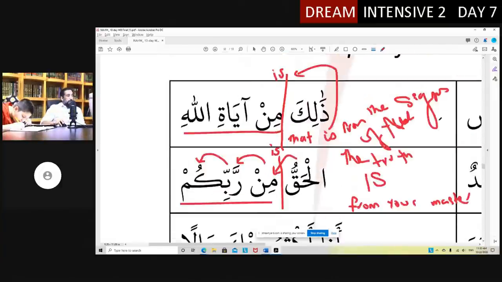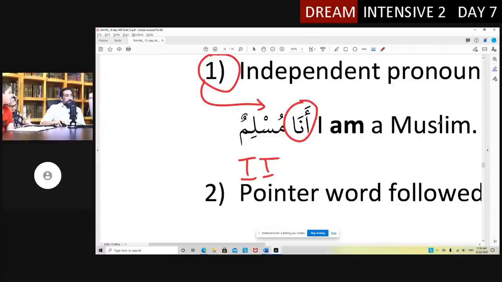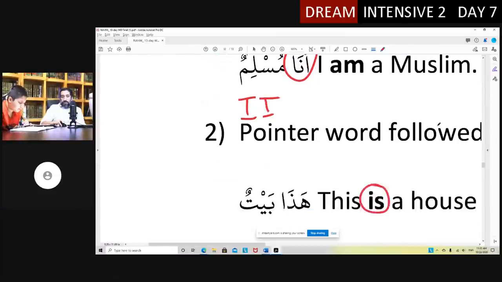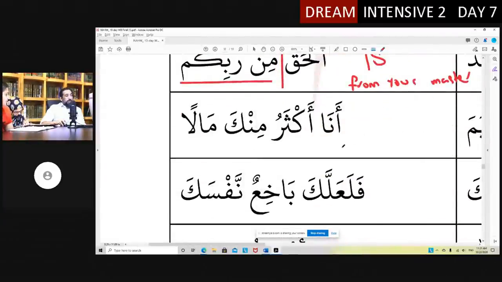You understand? Now, in the third one, go up and read number one. What does it say? Independent pronouns are usually followed by "is." Okay, now that you've read number one, read this line. Ana aktharu min. Just stop right there. Ana aktharu. Is there an independent pronoun? Yeah. Then it should be followed by what? "Is." So what should I say? Ana is. I am. You could say "I is" if you like, but no, you shouldn't. I am more. There's more to the ayah, but we're not translating that part yet. I am more.